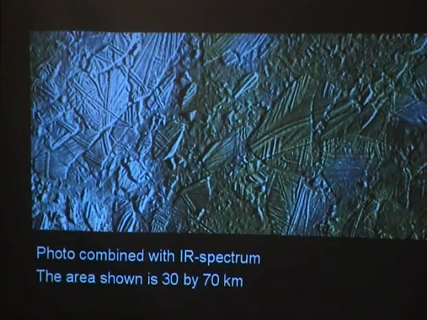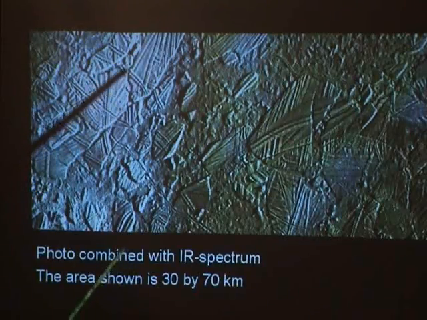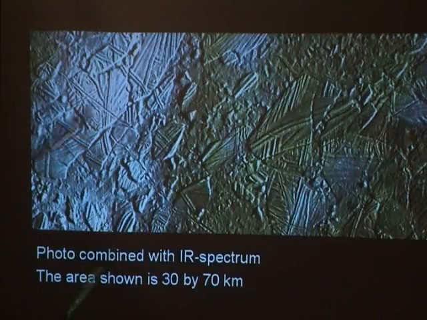So this is the famous picture again. This is about 30 by 70 kilometers. And when you just look at it, it looks like sea ice. It looks like floes of sea ice that have been rotating. You can follow patterns of an old surface that has been broken up, and these rafts of ice have been moving relative to each other.